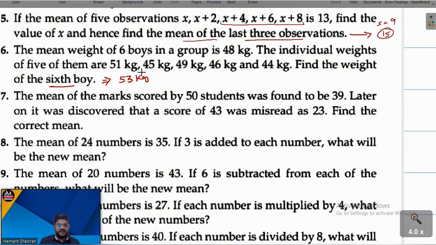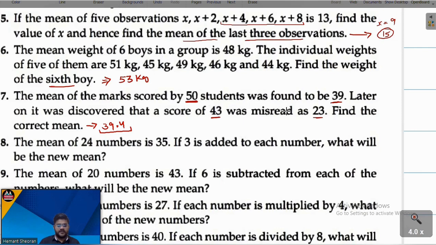Then for question number 7, they are asking for the correct mean. 50.4. How much? 50.4. No, they have given something different. They have given us 39.4. They are just saying, find the mean of marks scored by 50 students, which was found to be 39. Later on, it was discovered that the score 23 was read as 43. 50 plus 0.4. But is it increasing or decreasing? Increasing. It is increasing. So still, you are adding it.